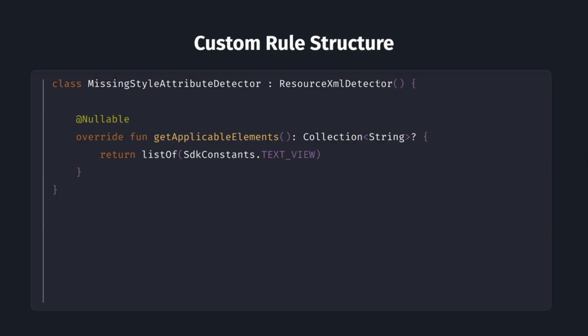Rather, you should be using something like this, SDK constants.TEXT_VIEW. And constants is a file that comes along with the lint SDK. And it has a huge collection of constants that you can use. And the reason I'm emphasizing on this is because I personally made a typo when I hard coded the text view. And I spent a really long time trying to figure out why my lint rules were not applying.